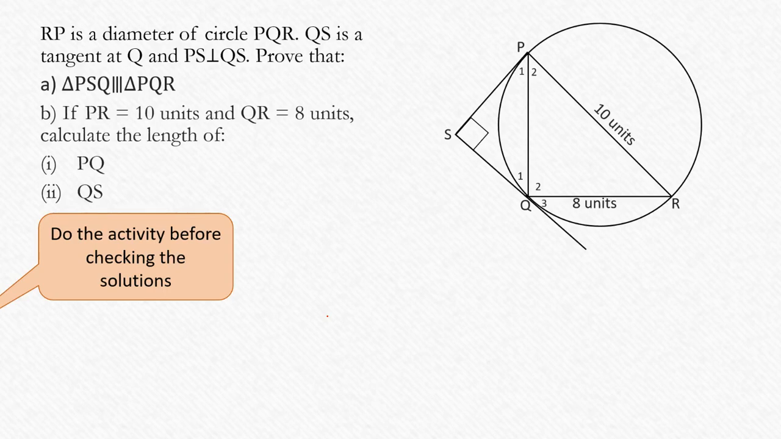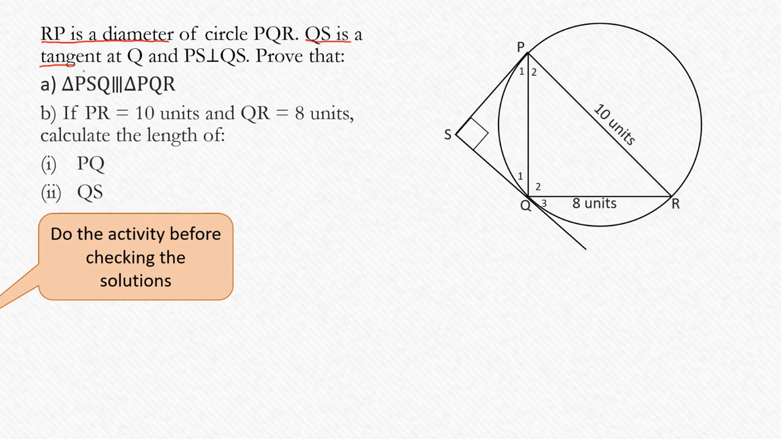Let's do activity 8. But before we do that, let's just discuss the information here and the key points. RP is a diameter. Very important. All right, what do we know about that? An angle in a semicircle is a right angle. Okay, so RP is the diameter of circle PQR.